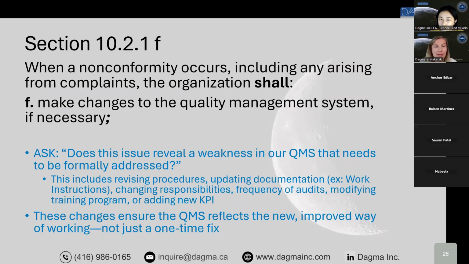Making changes to the quality management system if necessary. So ask, does this issue reveal a weakness in our QMS that needs to be formally addressed? Making changes to the QMS could include revising your procedures, updating documentation such as work instructions, changing responsibilities, frequency of audits, modifying your training program, or adding a new KPI to your process. These changes ensure that the QMS reflects the new, improved way of working, not just a one-time fix. So every good corrective action always comes back and implements some sort of an improvement or change in a quality management system.